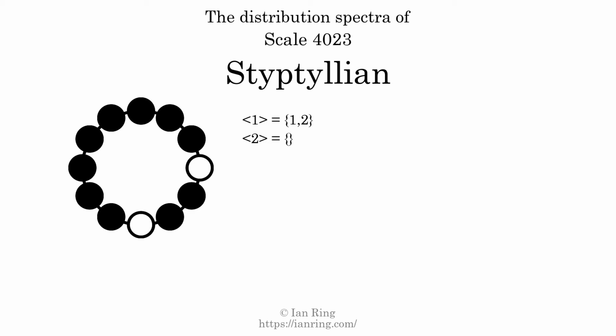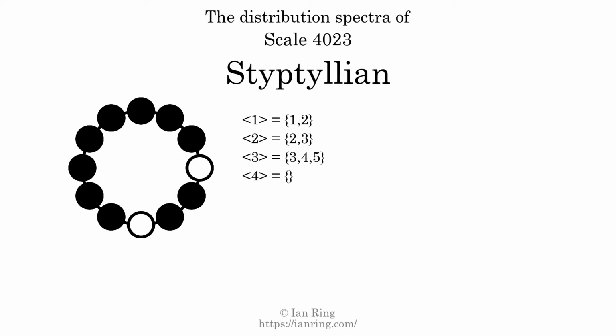The generic interval of two scale steps comes in two different specific interval sizes: 2 semitones and 3 semitones. The spectrum width of this generic interval is 1. The generic interval of 3 scale steps comes in 3 different specific interval sizes: 3 semitones, 4 semitones, and 5 semitones. The spectrum width of this generic interval is 2.